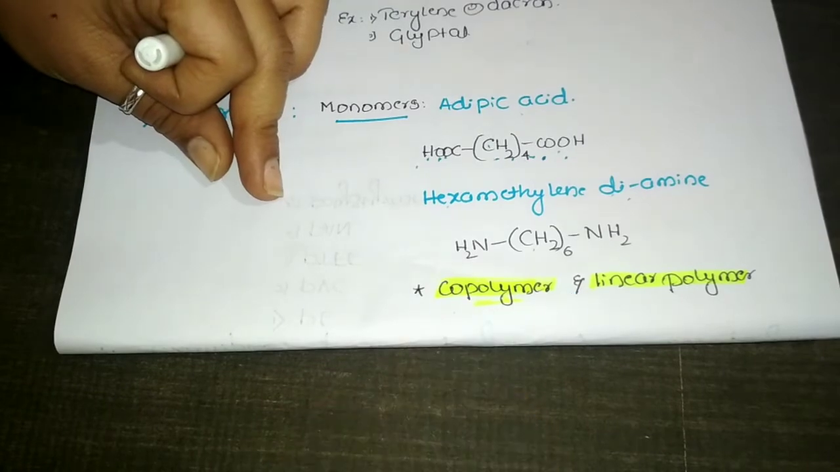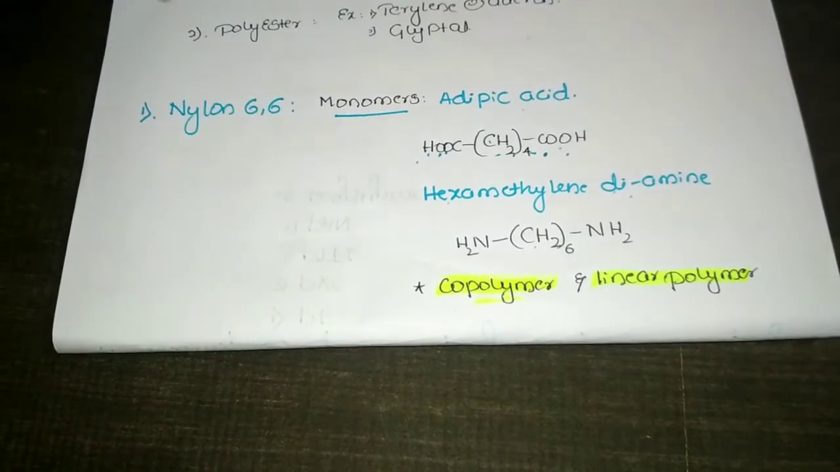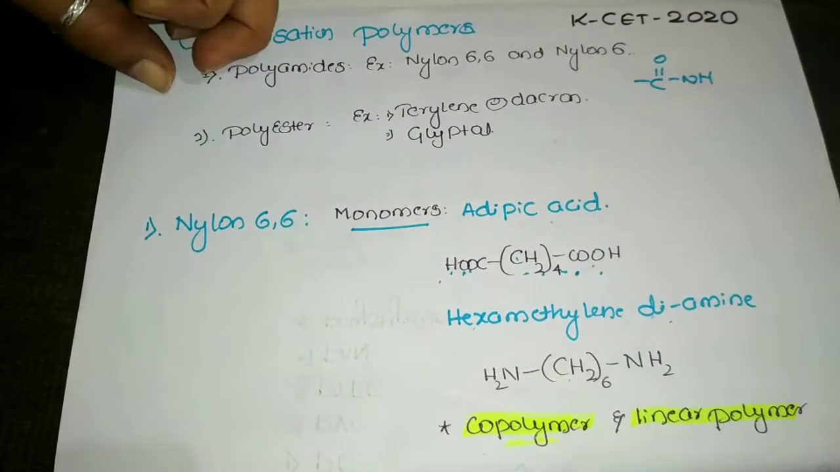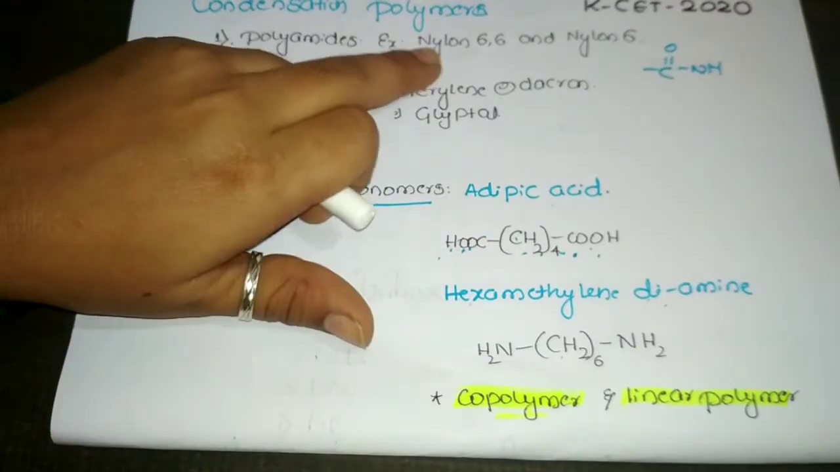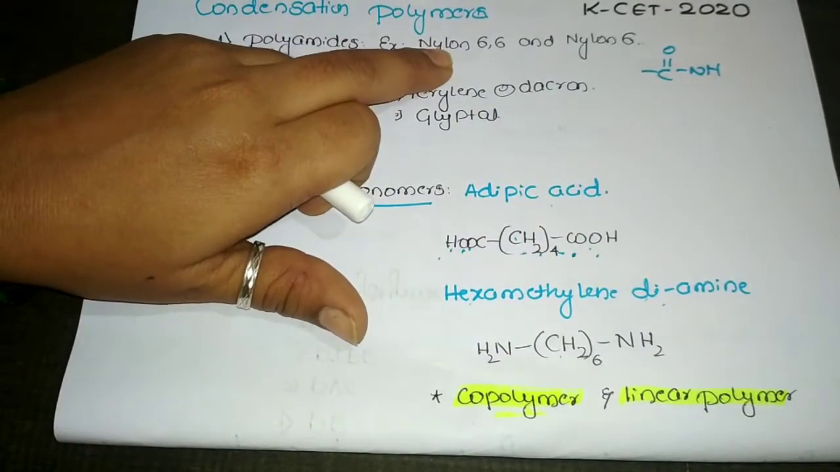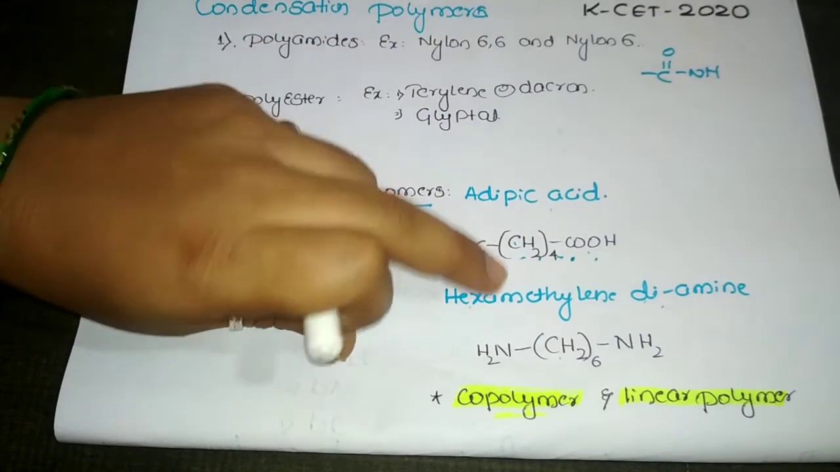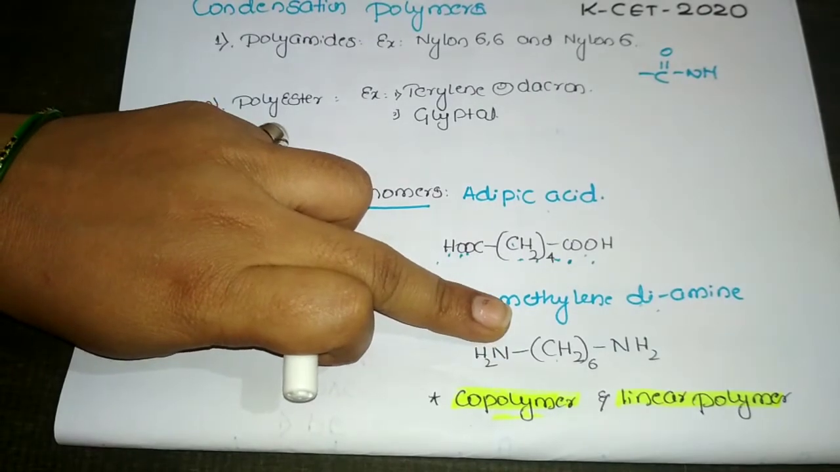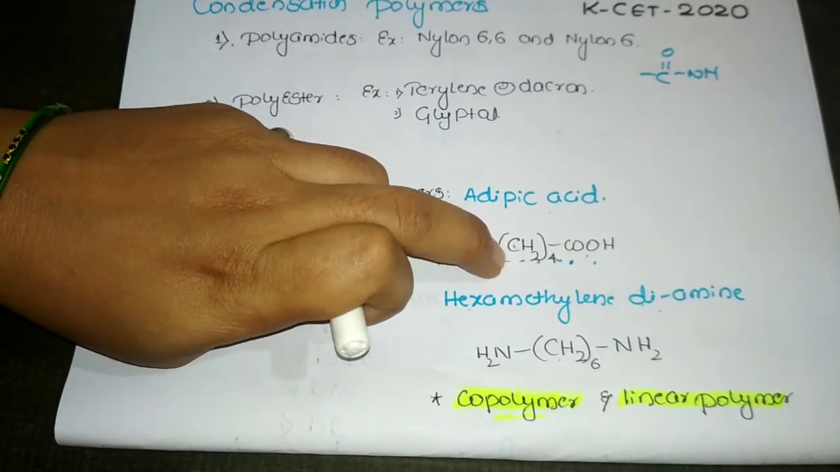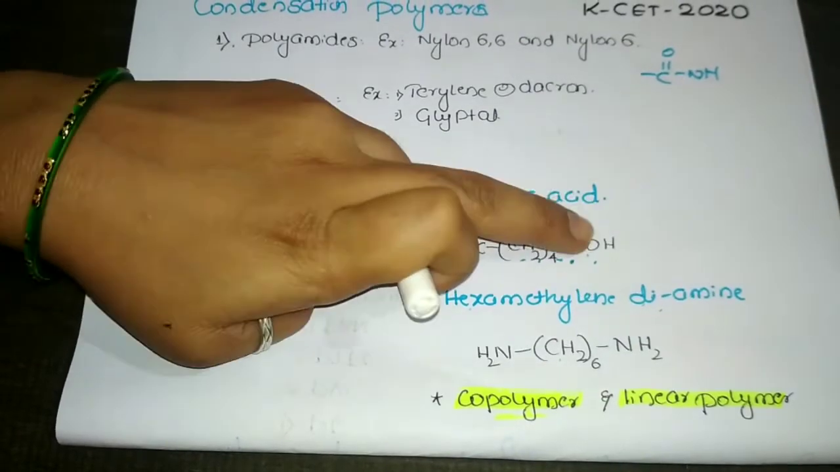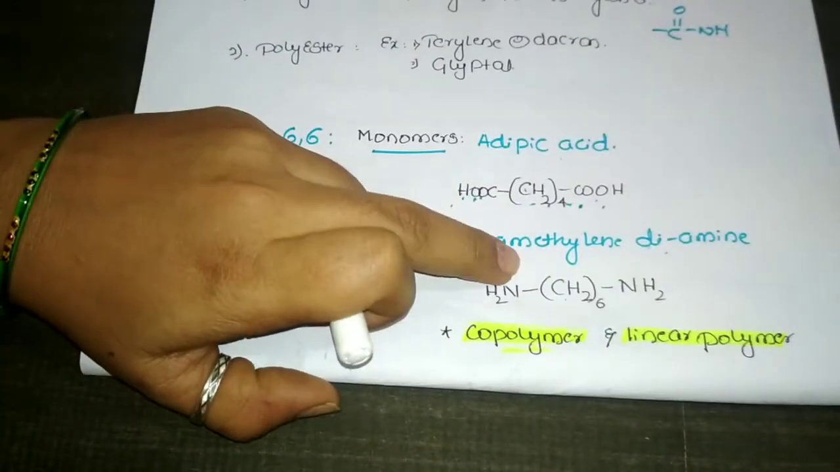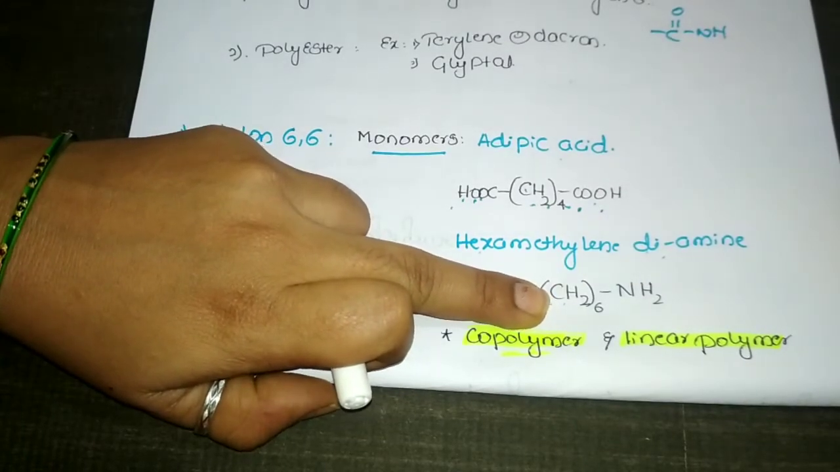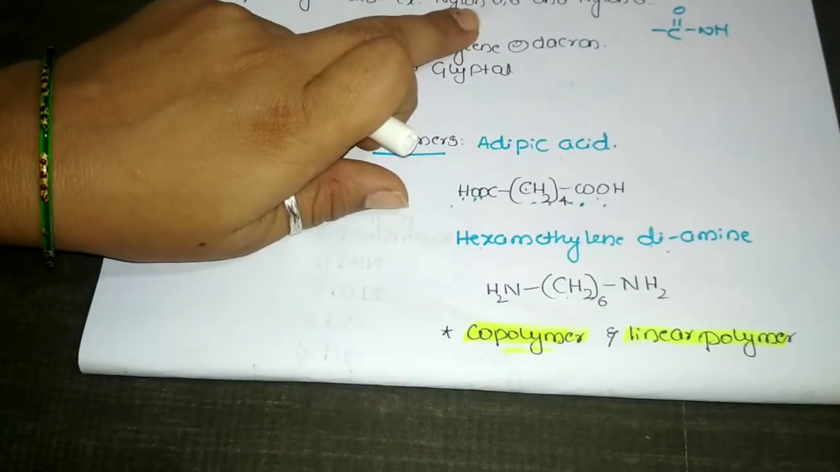At the same time, it's an example of a linear polymer as well as a condensation polymer. This is simple information about nylon 66. The name nylon 66 came because in both the monomers the number of carbon atoms is 6. You can count here in adipic acid: 4 methylene carbons and 2 carboxyl carbons, totally 6. In hexamethylene, the name itself indicates hexa means 6, with 6 methylene groups meaning 6 carbons. That's why the name nylon 66.